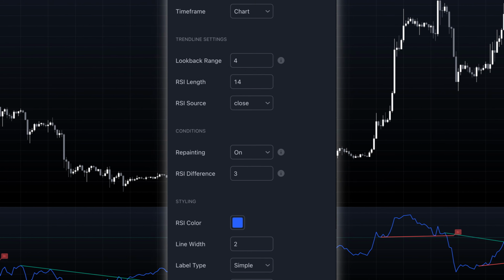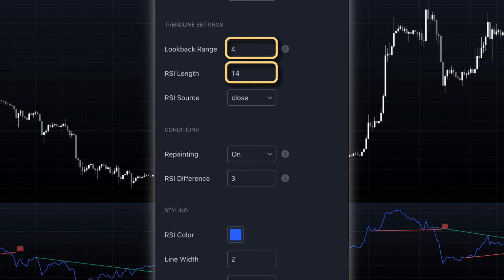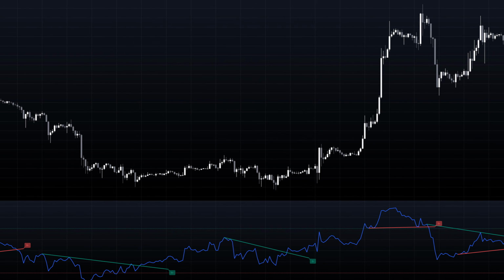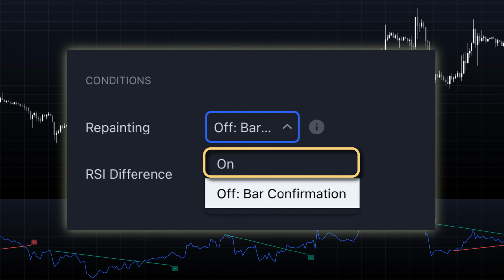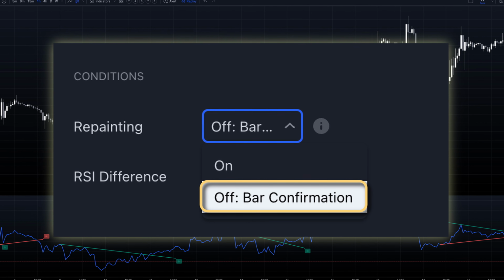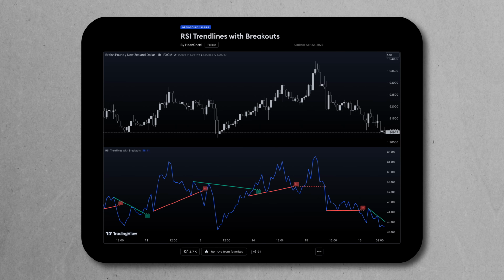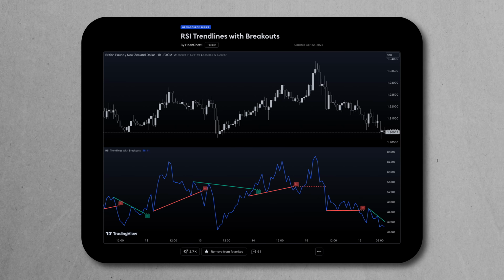A breakout is confirmed if the RSI moves above or below the trend line by a defined threshold, which can be adjusted according to your preferences. Repainting can be enabled for immediate alerts, or it can be turned off, with alerts generated only after a candle has closed. It's called RSI Trendlines with Breakouts by Hoan Getty.